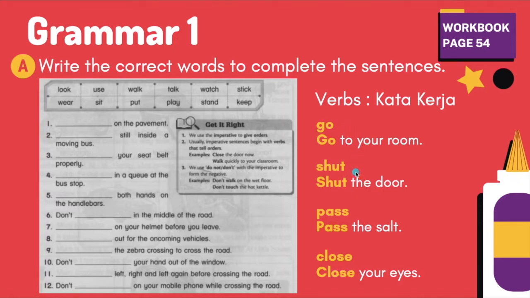Shut, tutup. Pass, hulurkan. Close, tutup. Okay, now let's look at the words given in your book. Let's look at it one by one. So these are verbs or kata kerja. The first one is look.